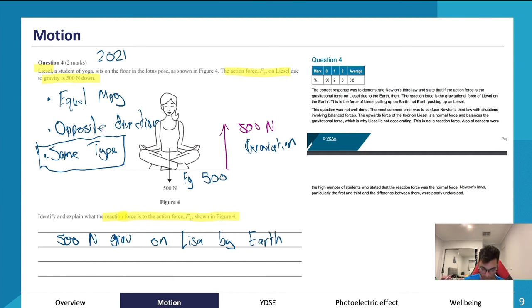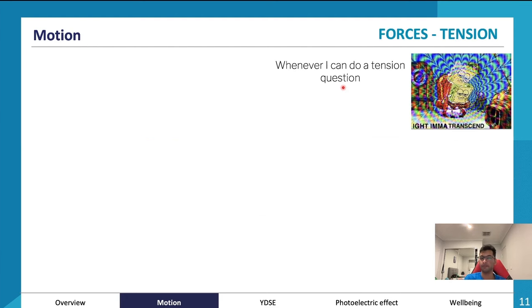Because initially we have the action force is 500 newtons on Earth by Lisa, and if we're using Newton's third law, we're going the other way around, so we're saying on Lisa by the Earth, pushing upwards. And that is the correct answer, which only about 8% of students actually got correct. This was one of the worst questions in VCE Physics ever.